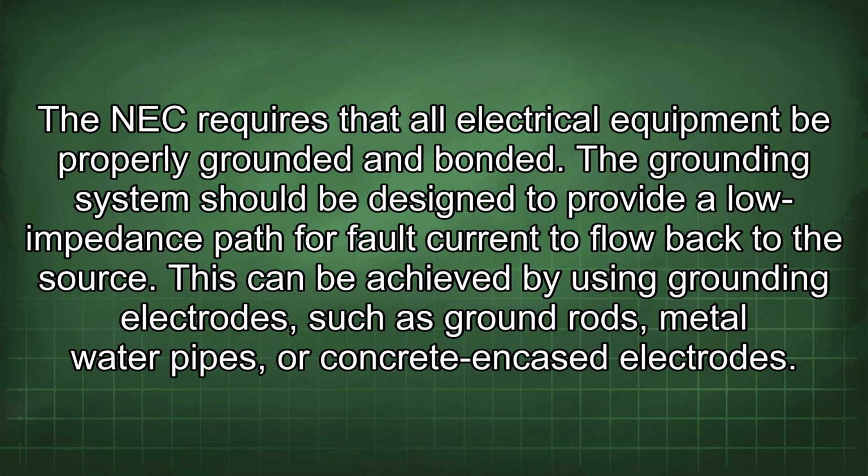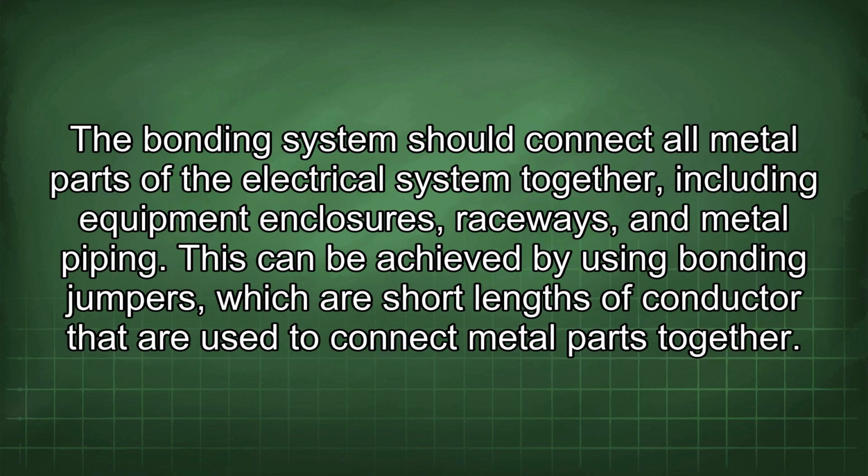The grounding system should be designed to provide a low impedance path for fault current to flow back to the source. This can be achieved by using grounding electrodes, such as ground rods, metal water pipes, or concrete encased electrodes. The bonding system should connect all metal parts of the electrical system together, including equipment enclosures, raceways, and metal piping. This can be achieved by using bonding jumpers, which are short lengths of conductor that are used to connect metal parts together.